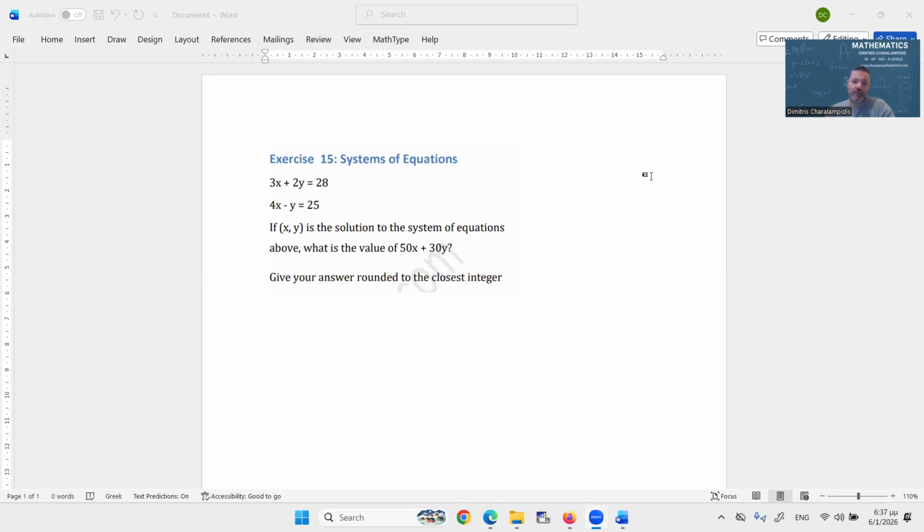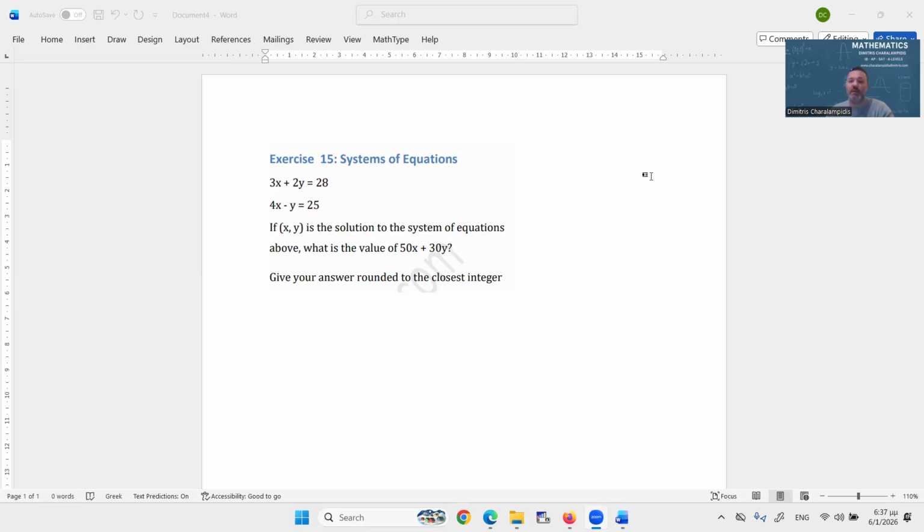Exercise 15. It's a system of equations. So we have two equations, 3x plus 2y equals 28 and 4x minus y equals 25. And we are told that if x comma y is the solution to this system, what would the value of 50x plus 30y be? So basically, I just need to find the solution of this system.